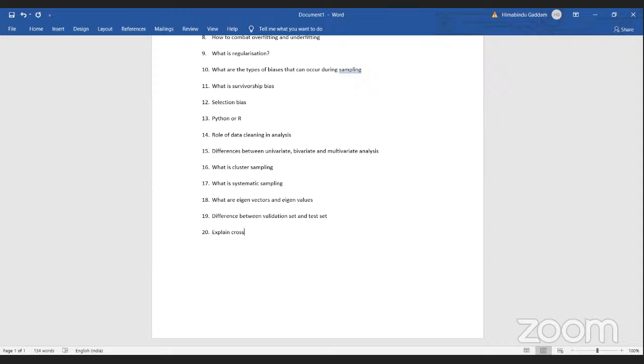Explain cross-validation. Cross-validation is a model validation technique for evaluating how the outcomes of a statistical analysis will generalize to an independent data set, mainly used in backgrounds where the objective is forecast and one wants to estimate how accurately a model will perform in practice. The goal of cross-validation is to define a data set to test the model in the training phase in order to limit problems like overfitting and get an insight on how the model will generalize to an independent data set.